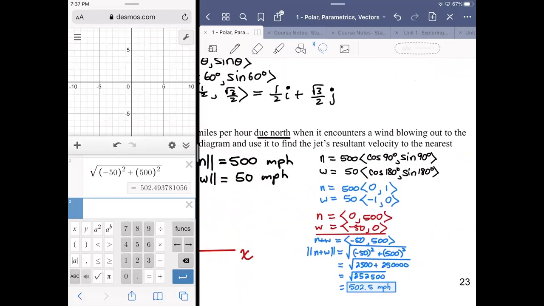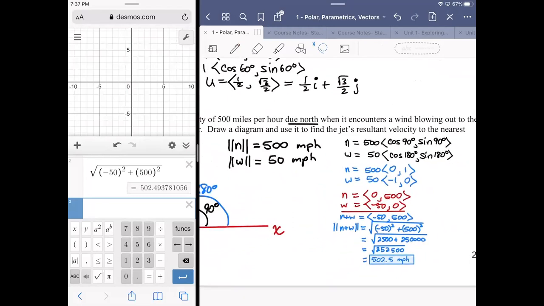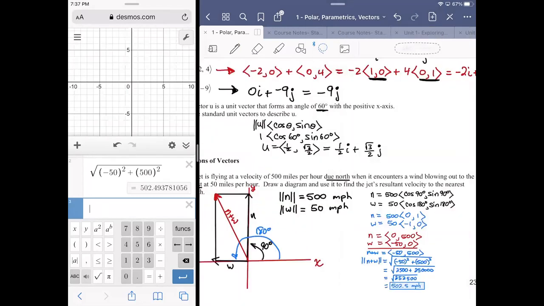Right, so that's a pretty straightforward example. There's other ways that you could have done it, and what a lot of people want to do is draw the picture. Oh, that jumped on me. They want to draw the picture and then just use the Pythagorean theorem. They get a 50, they get a 500, and then they use the Pythagorean theorem to find the missing side, and they call it a day.